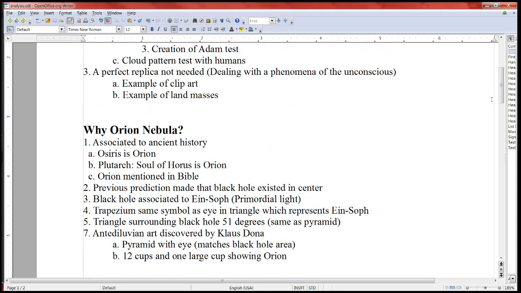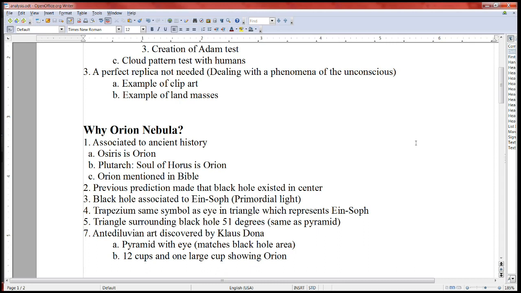Why not any other nebula in the sky? Why not the Eagle Nebula? Why not the Crab Nebula? Well, there are reasons why the Orion Nebula is important here. Number one, we have to understand that we are looking at these images that have been painted in cathedrals. So therefore, the consciousness of the people that painted these images has something to do with a spiritual context. That's what was in their head when they painted these images.